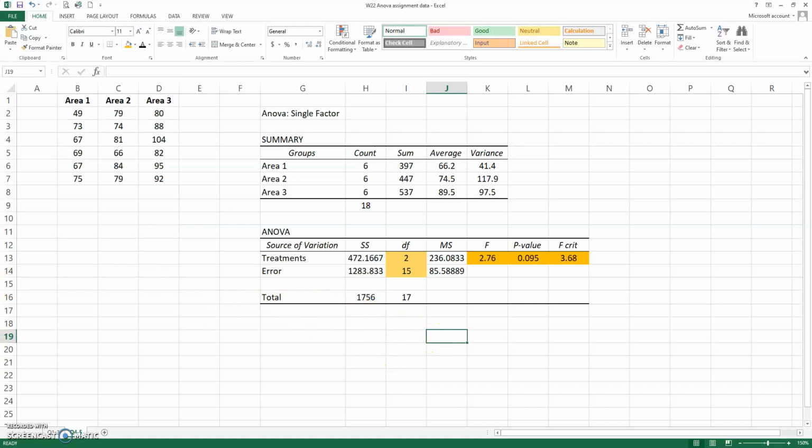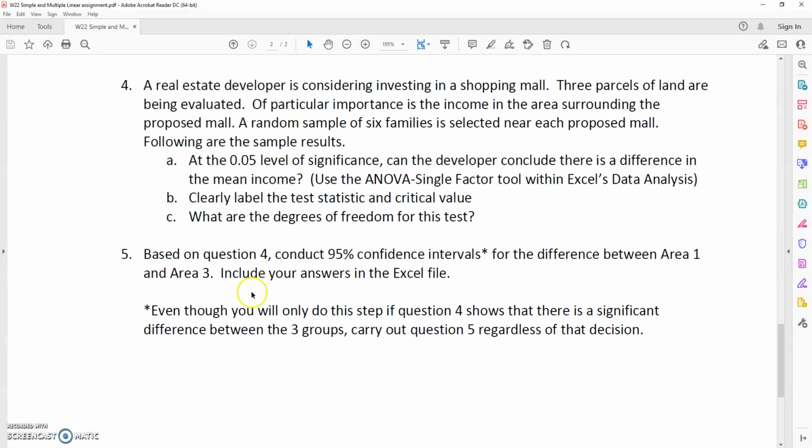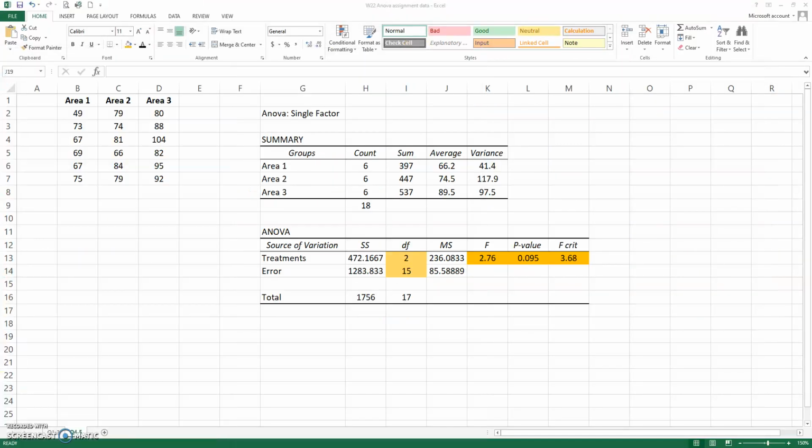Regardless of your decision, you're going to go on to question 5, which is to conduct a confidence interval for the difference between area 1 and area 3. There's the average for area 1 and the average for area 3. Standard practice is to put the higher average as population 1 and the lower average as population 2. You don't need to do that, but it's a general rule of thumb. Then carry out the confidence interval approach using those values and our sample sizes, which are the same.